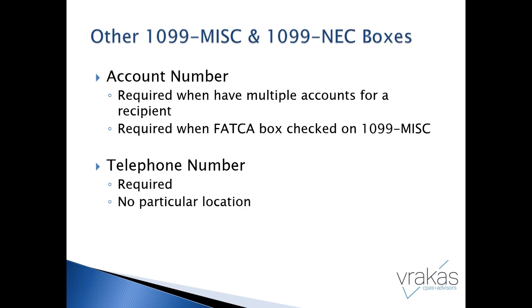Then a couple boxes that are, again, the same for both is the account number and the telephone number. The telephone number box is a required number that needs to be on there. So you have to have on your 1099 a telephone number for the payor, so that if the recipient has questions, they know what number to call.